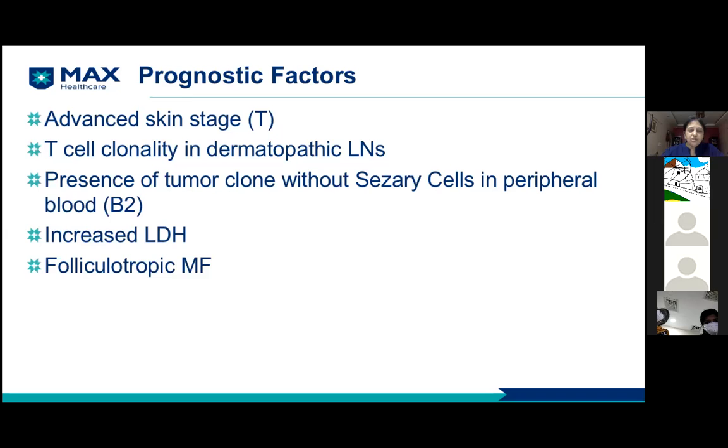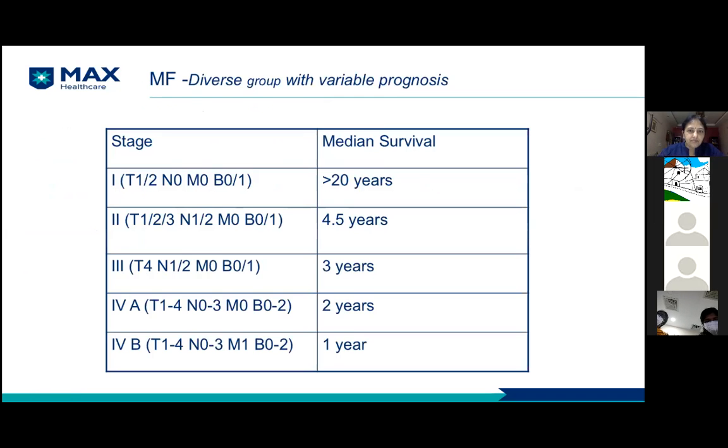So coming to the prognostic factors for mycosis fungoides, advanced T stage, advanced N stage, advanced B stage, increased LDH or folliculotropic MF, they all adversely affect the prognosis or outcome of these patients. In this table, through some of the literature, I have just tried to summarize the median survival of these patients. If these patients have a very early disease like stage 1, then the survival is more than 20 years. Stage 3, easy to remember, median survival is 3 years. Stage 4, 1 to 2 years.